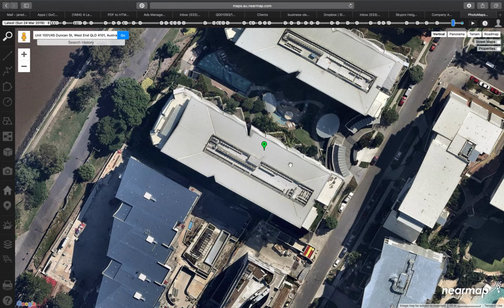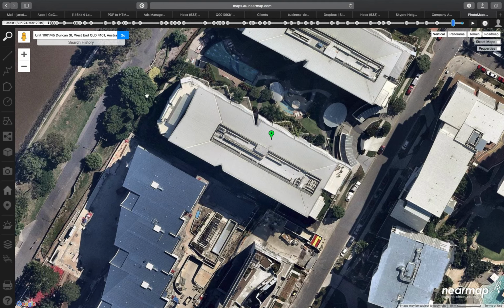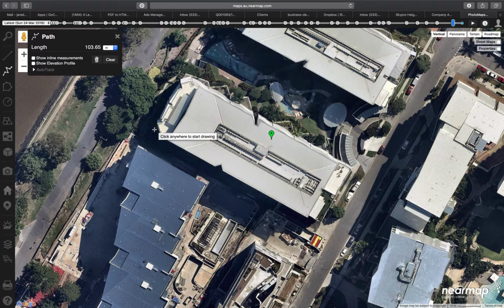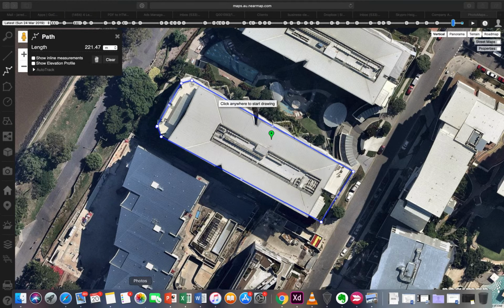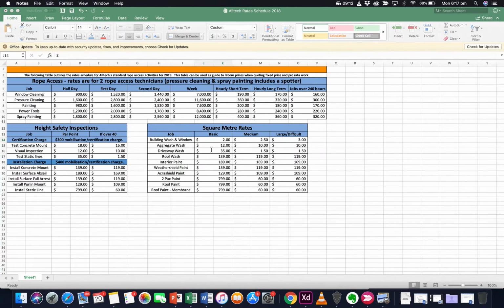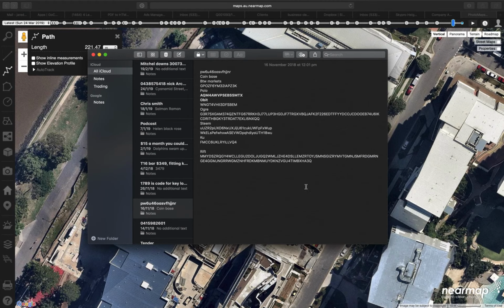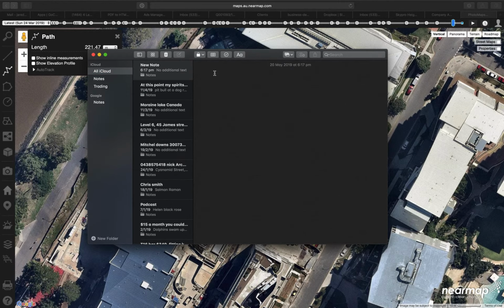Okay, so here's one of the buildings. Now, first of all we're going to need is the perimeter of the building. Really quick to ascertain. Okay, 220 meters. So we can make a note of that. 220 meters.